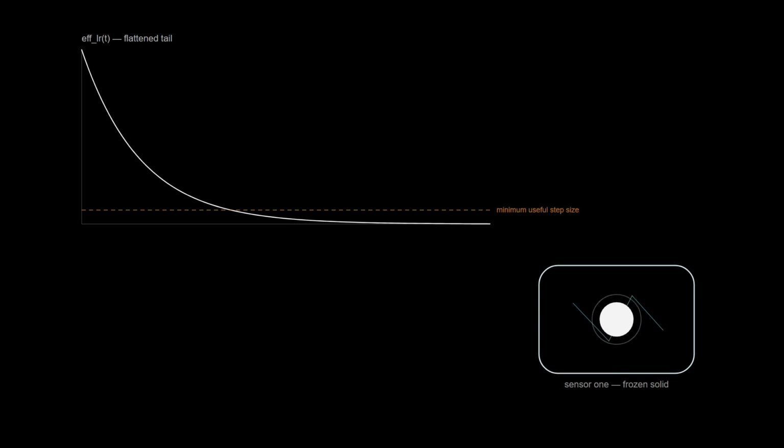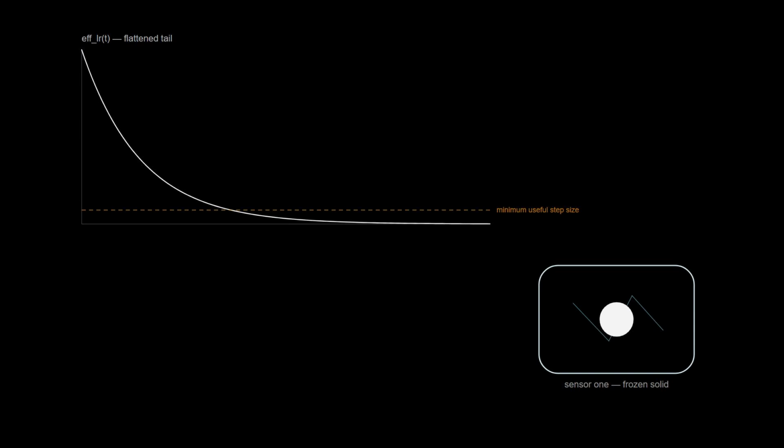Here is the failure named precisely. G only ever grows, so the effective step size only ever shrinks, for every parameter that has ever fired, forever. Early on, that is exactly the right behavior, but real training runs are long. The ground beneath every parameter keeps shifting as the whole model updates around it.